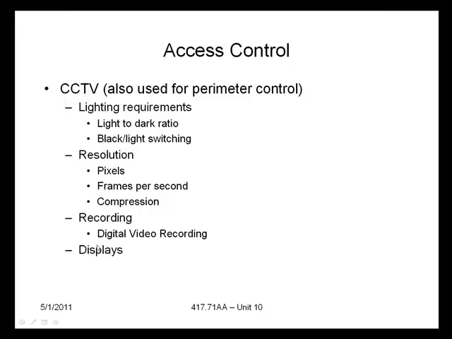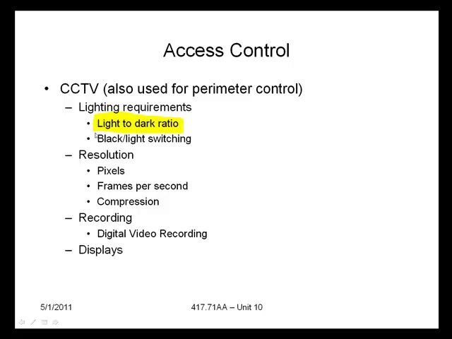Things to concern yourself with: access control. There's lighting requirements, the light to dark ratio, the light intensity of the lightest to the darkest surface there. You need to ensure that that actually reflects your actual requirements of the area that you're installing the cameras in. You want to make sure that that ratio matches what you're actually looking at. You've got black and white switching.